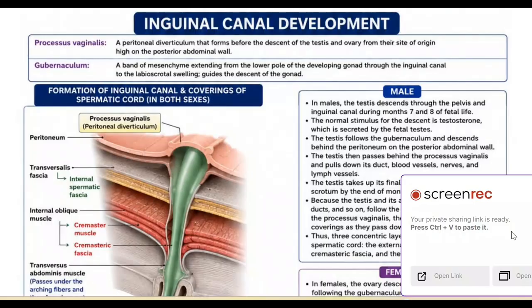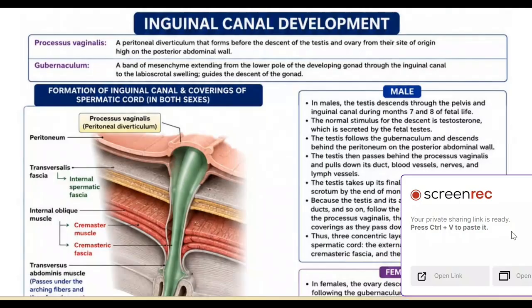But later what happens in male? The testes must travel all the way to the scrotum, and in case of females, the ovary only moves into the pelvis. Now the question is, how does the testes know where to go? How do the testes come to know of all of this?